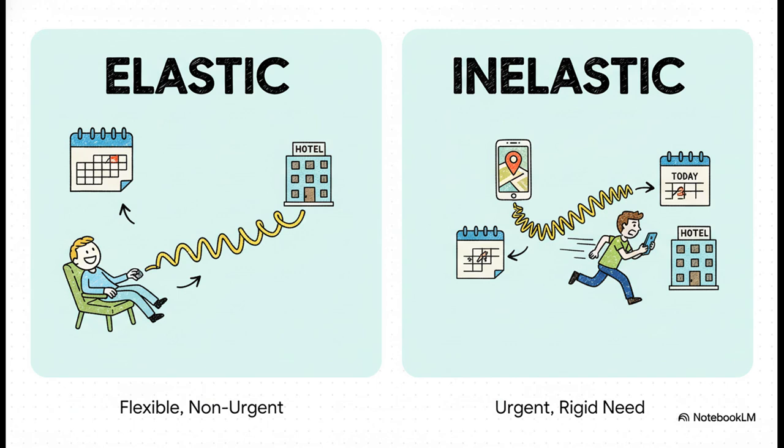If you're booking a family vacation 6 months in advance, you've got time. You can shop around, compare options, wait for a deal. Your demand is elastic. But what if you're booking a room for tonight? Maybe your flight was canceled. You're in a hurry. You have very few options. Your demand is inelastic, and you can bet the algorithm knows you'll probably pay more.